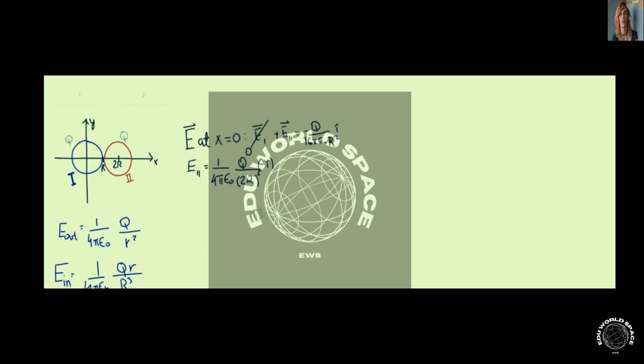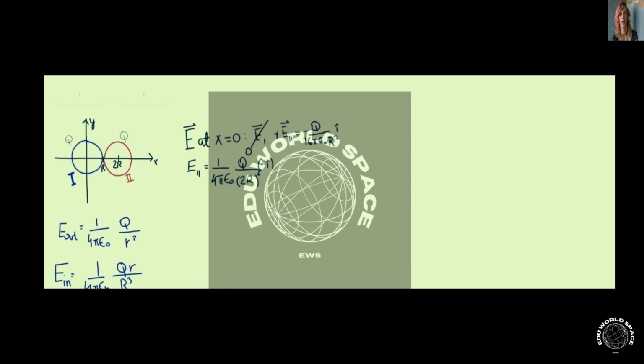So writing this out gives us something like this, where we add up the electric fields from E1 and E2, where E1 was just 0, and we substituted 2 times big R in this expression for E2, and we put a negative unit I vector to denote that the electric field is going towards the left-hand side. So this gives us the electric field at x equals 0.